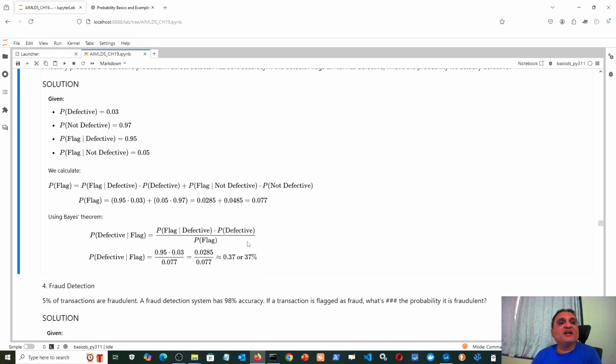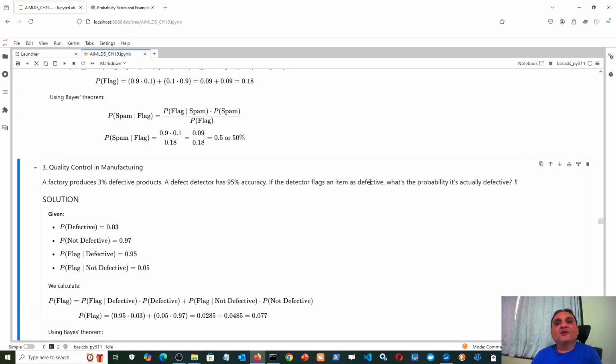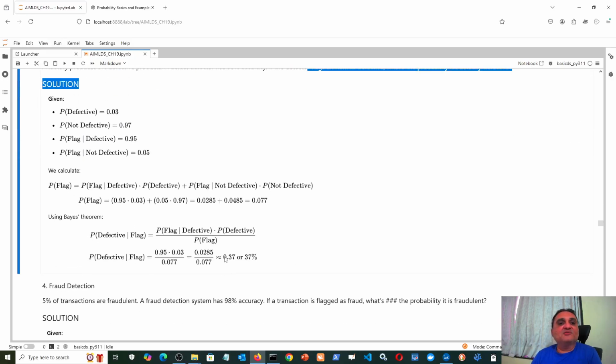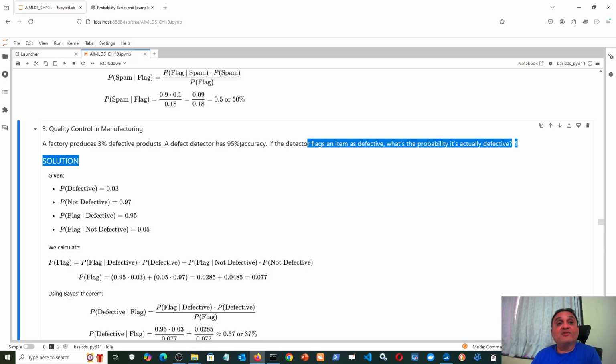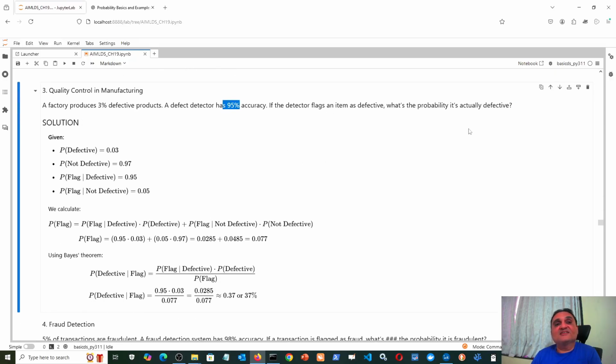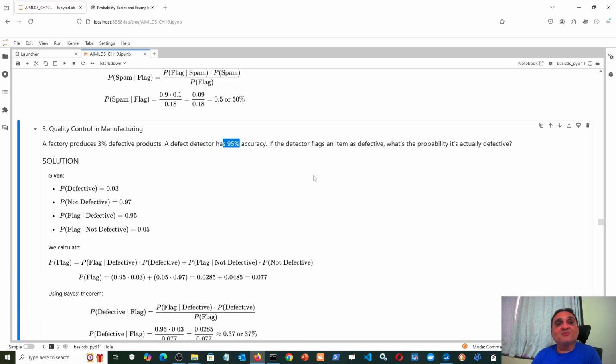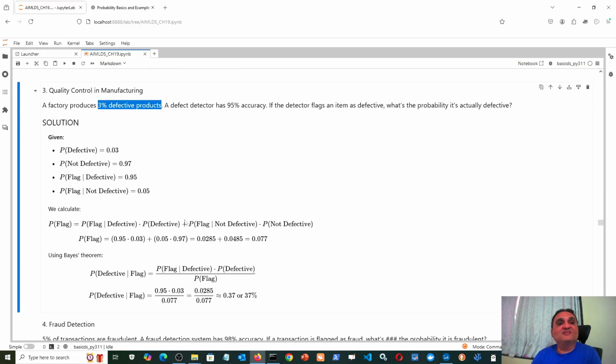If I substitute that in the equation, I get 37%. That means whenever a product is flagged as defective, it is actually defective 37 out of 100 times. So my flagging detector had 95% accuracy, but still when it flags a product as defective, it is correct only 37 out of 100 times. The reason is not so much its own accuracy, but that this event itself is quite rare: only 3% of products are defective.